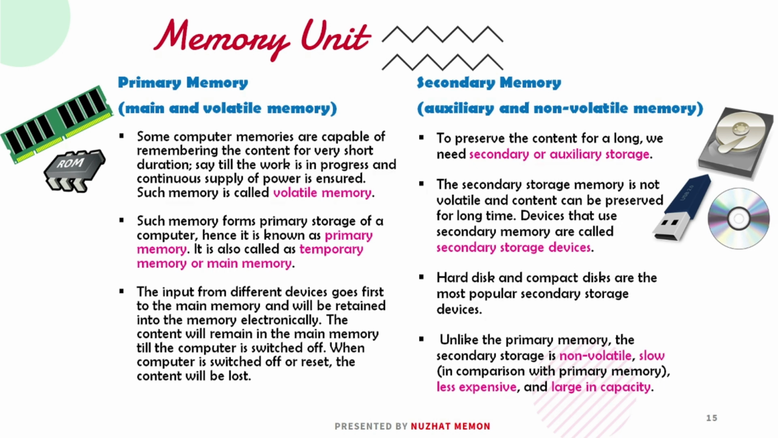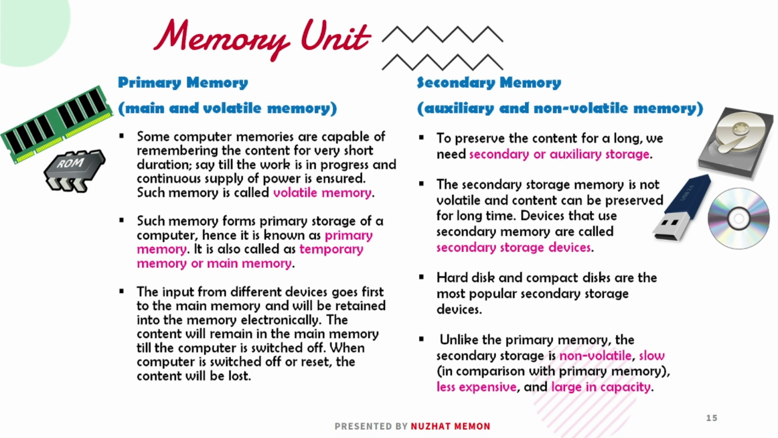Some computer memories are capable of remembering the content for a very short duration, say till the work is in progress or when there is a continuous supply of power. Such memory is called volatile memory. Such memory forms the primary storage of a computer, hence it is known as primary memory. It is also known as temporary memory or main memory. The input from different devices goes first to the main memory and is retained there electronically. The content will remain in the main memory till the computer is switched off. When the computer is switched off or reset, the content will be lost.